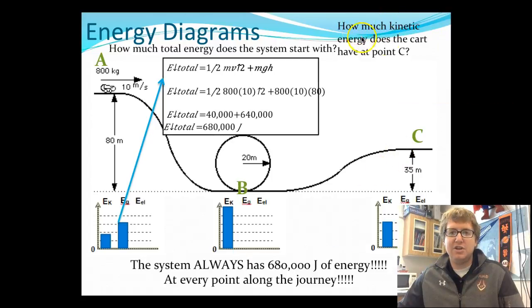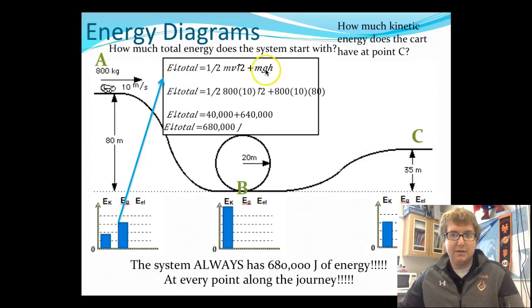How much kinetic energy does the cart have at point C? We're trying to figure out how much kinetic is here. We know how much kinetic is in B. That's easy. It's 680,000 joules, because all of it's kinetic. But C is going to be a little different. So what we do know is that the total energy, once again, we're just going to use this same equation. The total energy is 680,000. So we're going to put 680,000 in for this number.